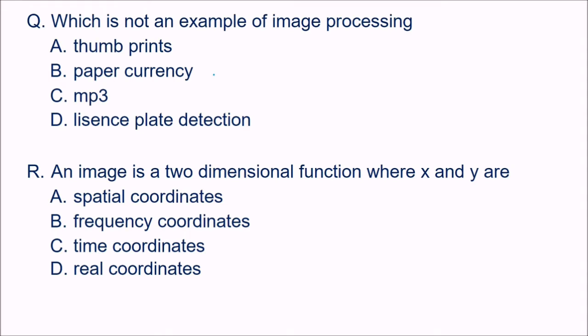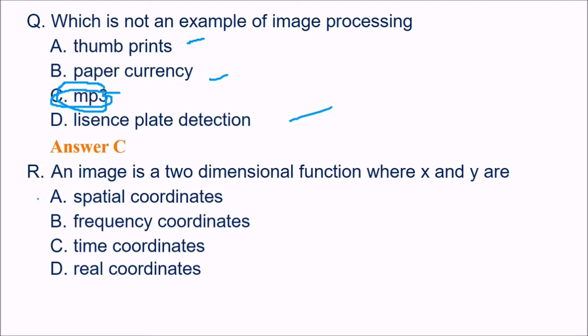Next is, what is not an example of image processing? So, thumbprints, paper currency, MP3, license plate detection. The answer is C, MP3. MP3 is a format. It's a compressed format for audio.